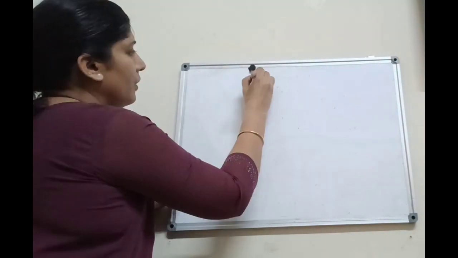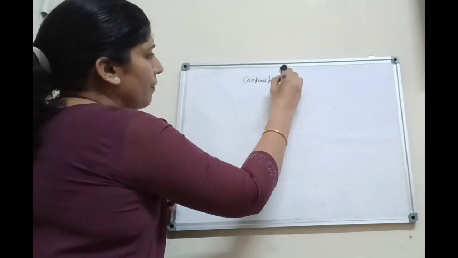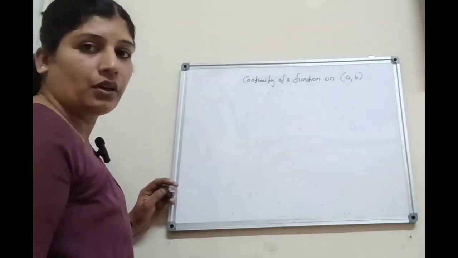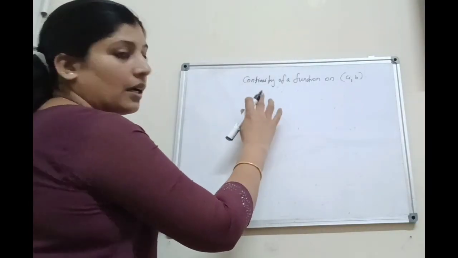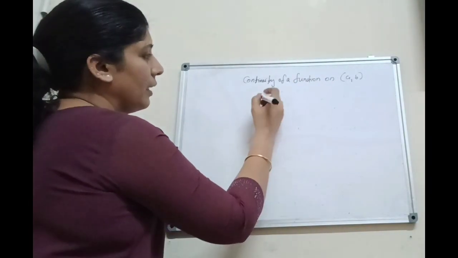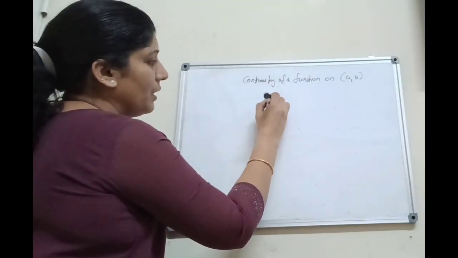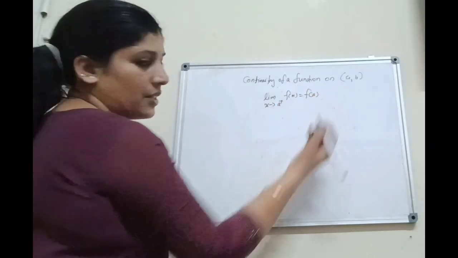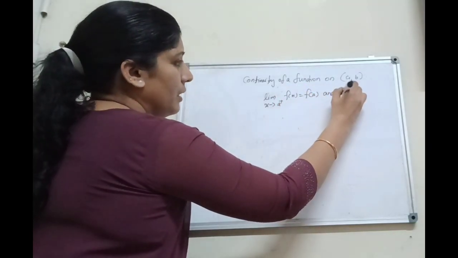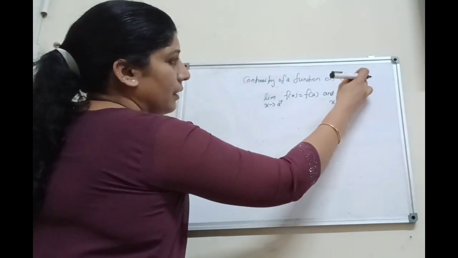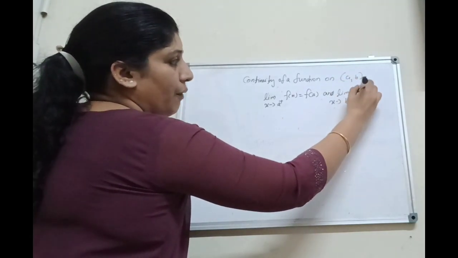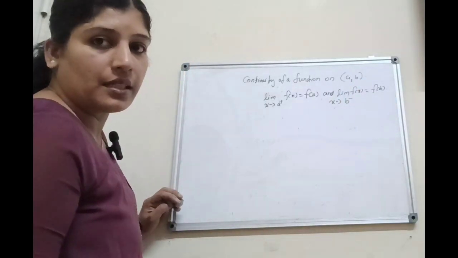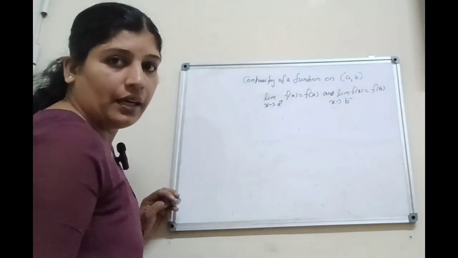Next, we have to define the continuity of a function on an open interval AB. How can we define the continuity on an open interval AB? That means the function is continuous at every point on this interval. That is, here the function is continuous when limit x tends to a plus, that is the right of a, f of x is equal to f of a exists, and limit x tends to b minus, that is the left of b, f of x is equal to f of b exists. Therefore, we can say the function is continuous on an open interval AB.